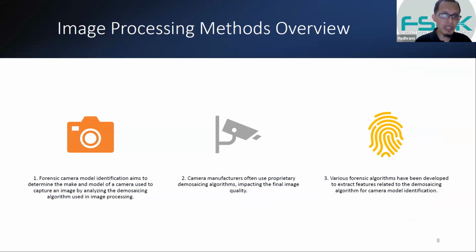When we relate it to the forensic field, forensic camera model identification typically aims to determine the make and model of the camera used to capture an image by analyzing the demosaicing algorithm used in the image processing. This is one of the aims of forensic camera model identification: to identify the original make and model of the camera by analyzing the demosaicing algorithm in the image processing operation that has taken place.